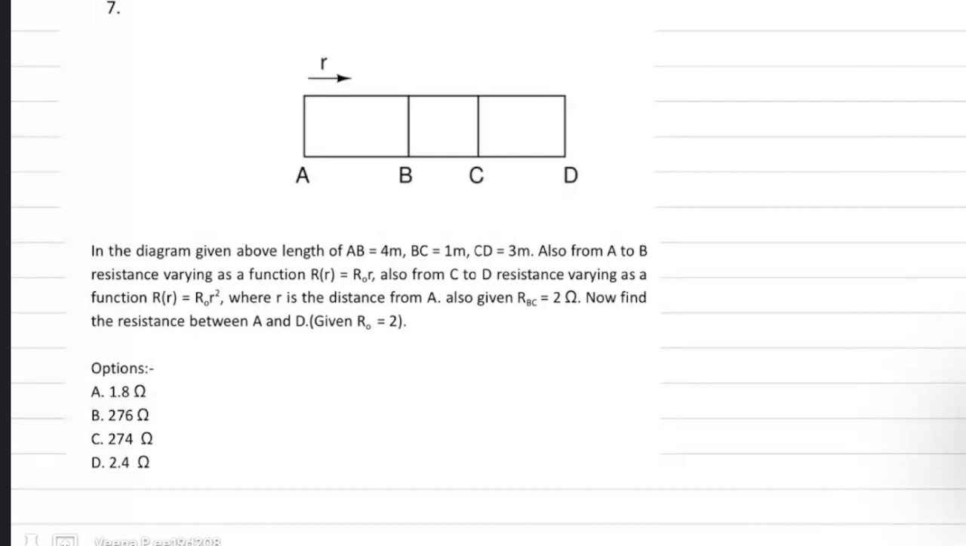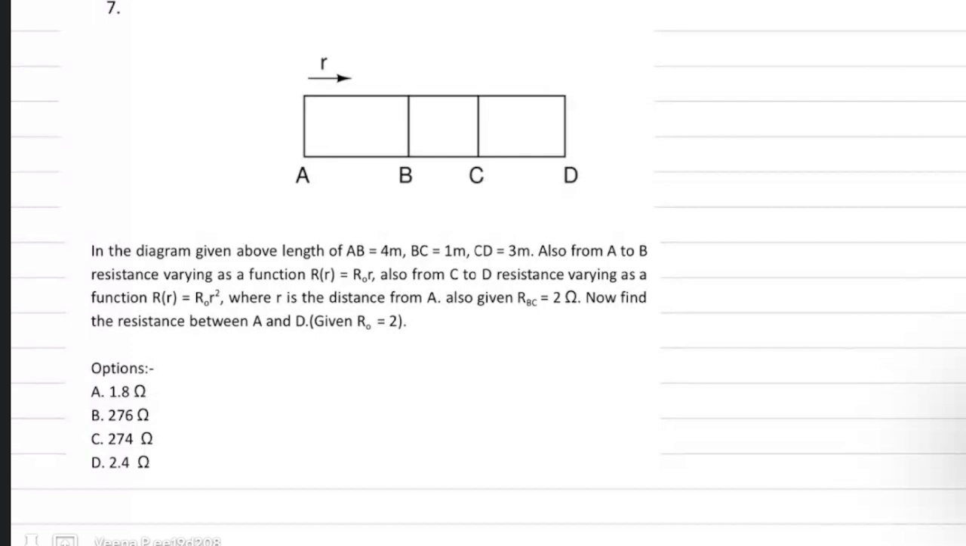That means if you take RAB, at this point, the resistance is one value. But at this point, the resistance is another value. So when you want to find the resistance from A to B, you have to add each of these resistance values, which is nothing but summation. Or since it is a continuous function, we have to do integration. So RAB is nothing but integral A to B, the variation of R, which is R0 into r dr.